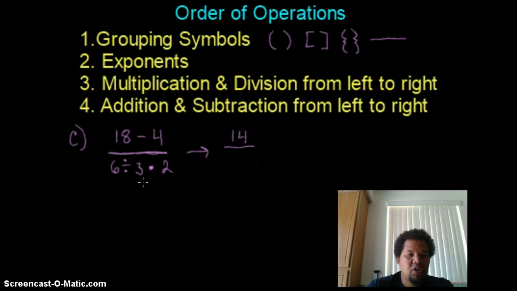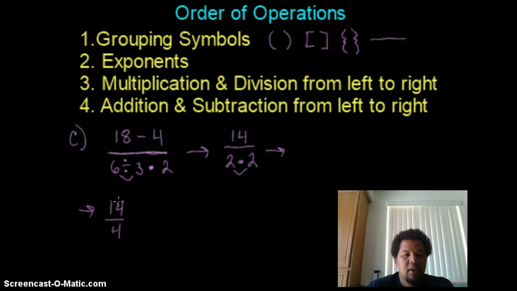We have division and multiplication. And again, we do multiplication and division from left to right, so we do the division first. 6 divided by 3 is 2. So we get 2 times 2, and 2 times 2 is 4. So we get 14 over 4.